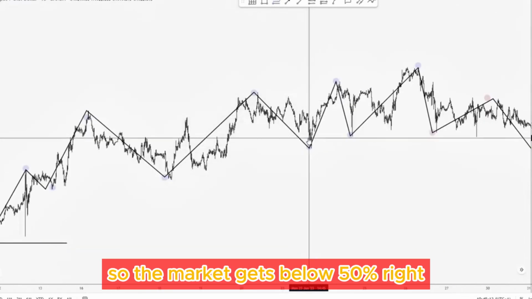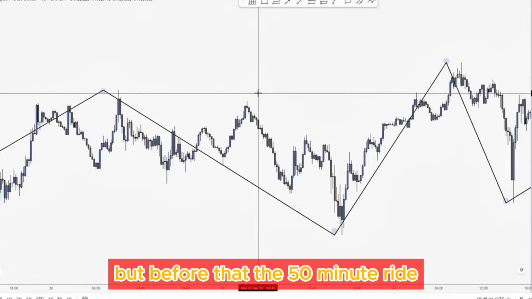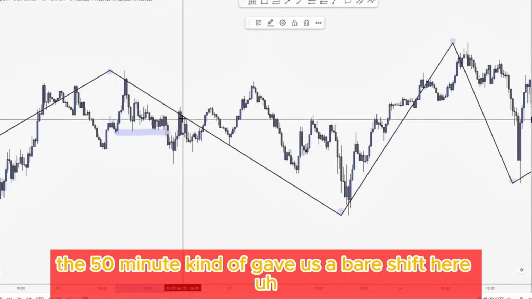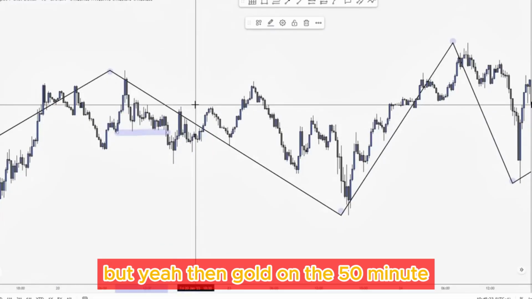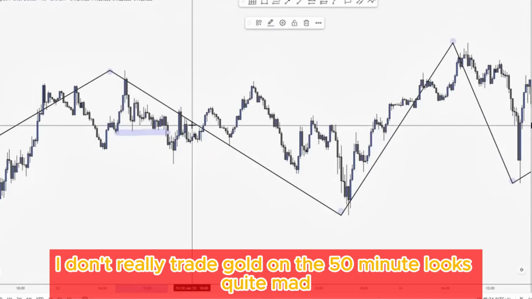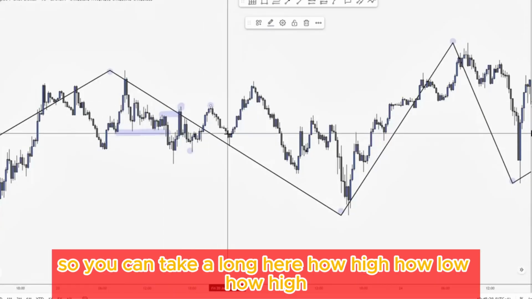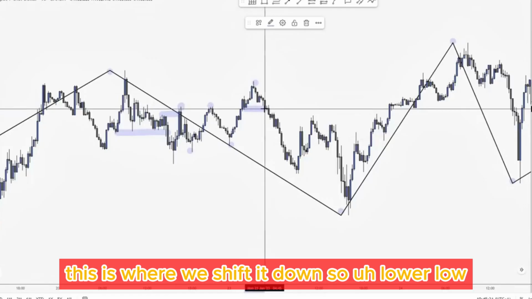So the market gets below 50%. But before that, the 50-minute kind of gave us a bearish shift here. Then gold in the 50-minute, I don't really trade gold in the 50-minute. It looks quite mad. But here we had a break up, so you can take a long here, higher high, higher low, higher high. This is where we shifted down.